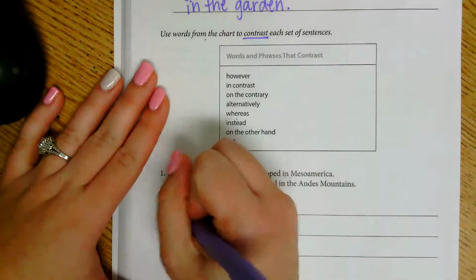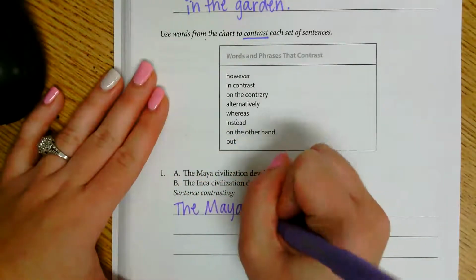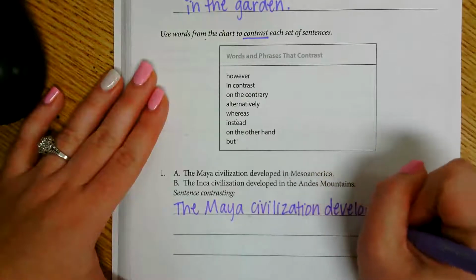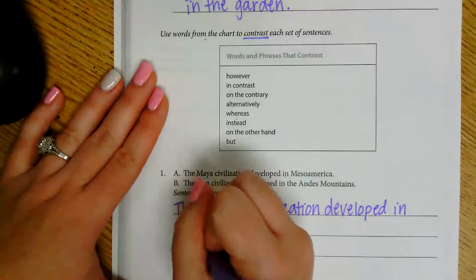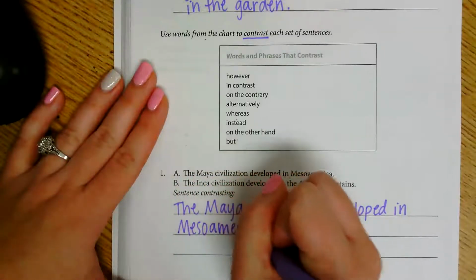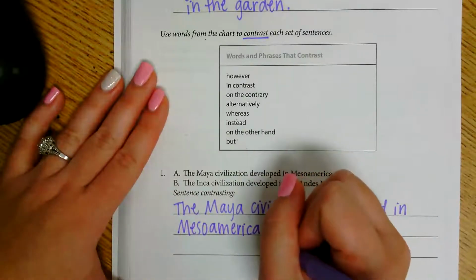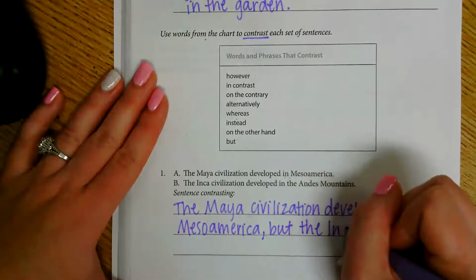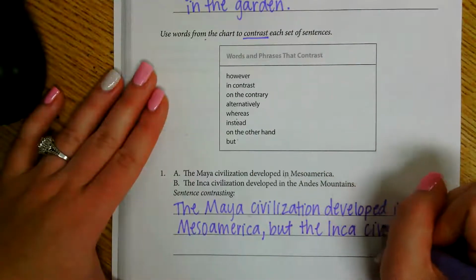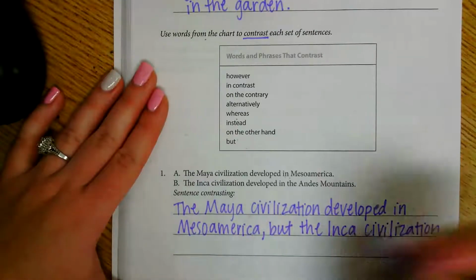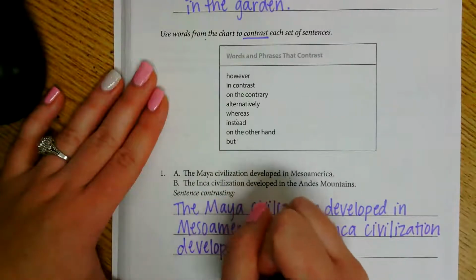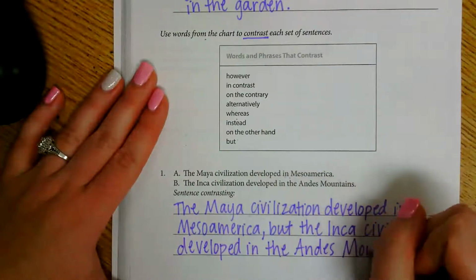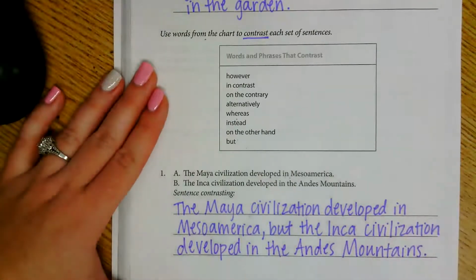So I'm going to say the Maya civilization developed in Mesoamerica but the Inca civilization developed in the Andes Mountains. And don't forget your punctuation at the end.